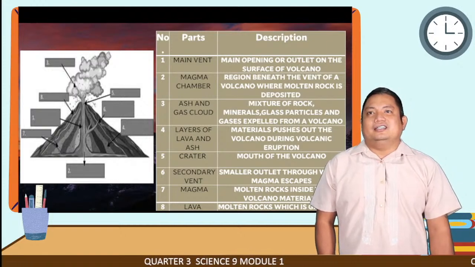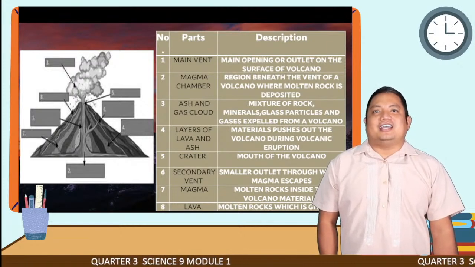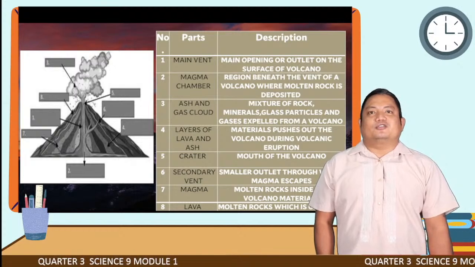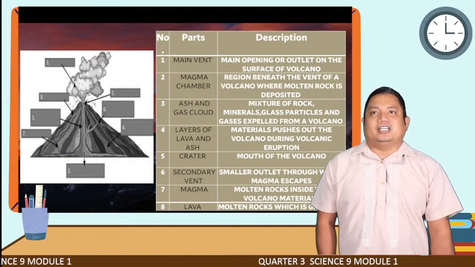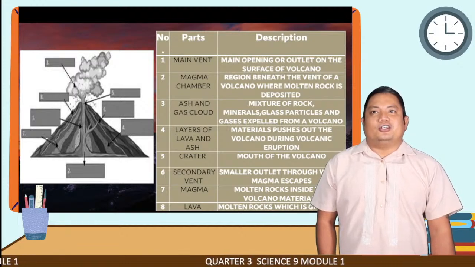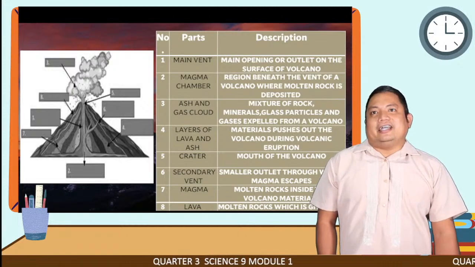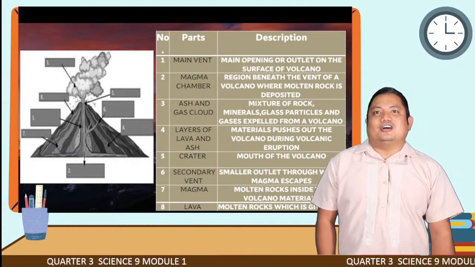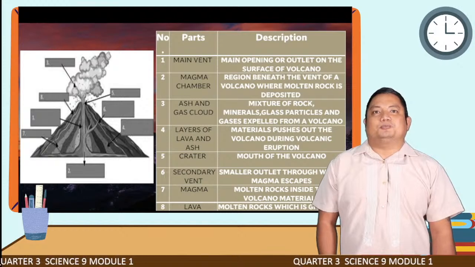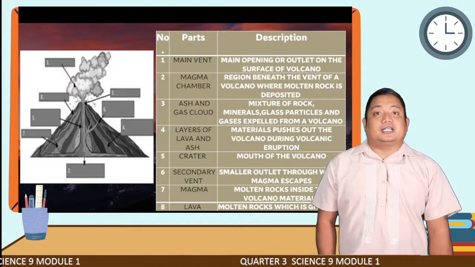Number three, you look at the ash and gas cloud. It's the mixture of rock, minerals, glass particles, and gases expelled from a volcano. Number four, in my right, but it is in your left. Layers of lava and ash. Materials pushed out of the volcano during volcanic eruption.